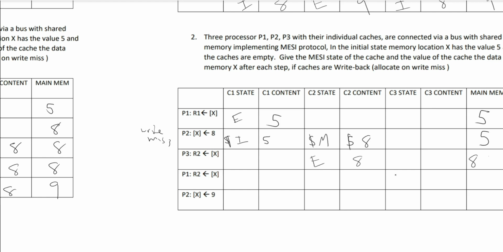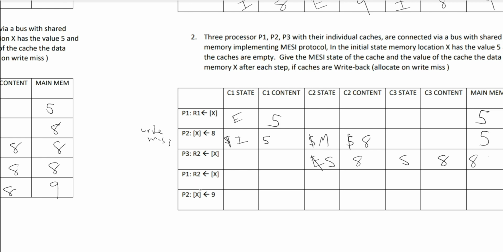I think that's what happens. And then now the flush has happened. So when it tries to read it, this cache has good data, so it can go from exclusive to shared. It'll share it with this, and this will have an 8.